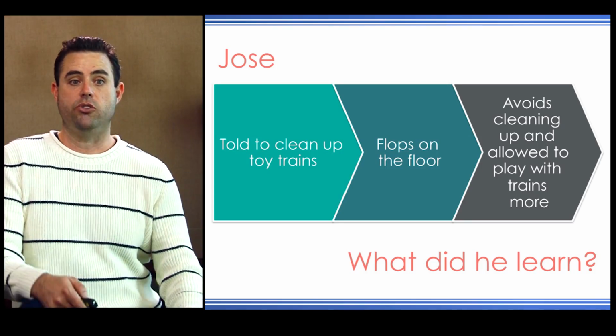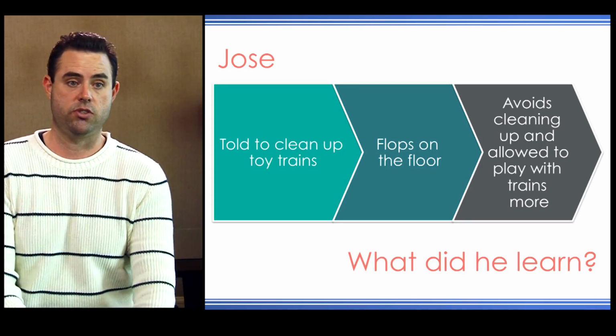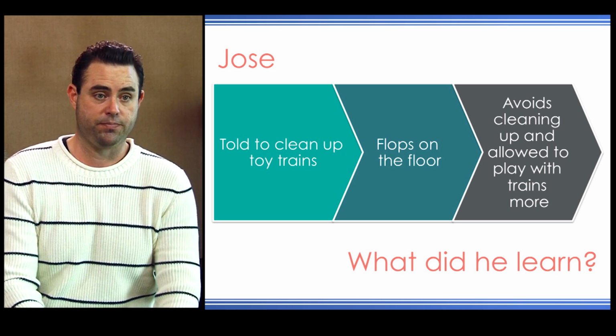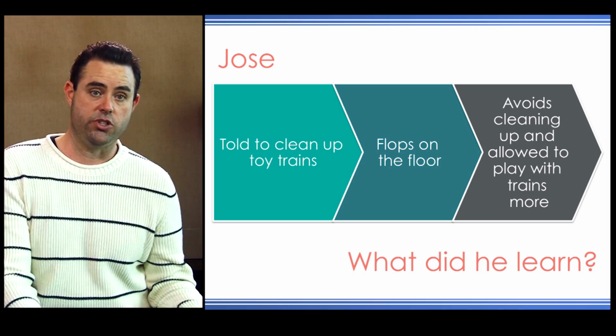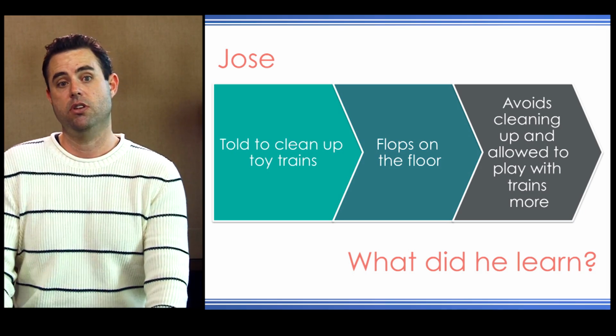If you look at Jose, he is told to clean up the trains. He then flops to the floor. Because he flops to the floor, he essentially avoids the transition, and he also gets more trains. So what is the message here? The message is, I want a few more minutes of trains. So if we understand that Jose is asking for trains, when we say it's time to clean up and he flops on the floor, and we know that that behavior is saying to us, I want more train time, then we can teach him a socially appropriate way to tell us that.